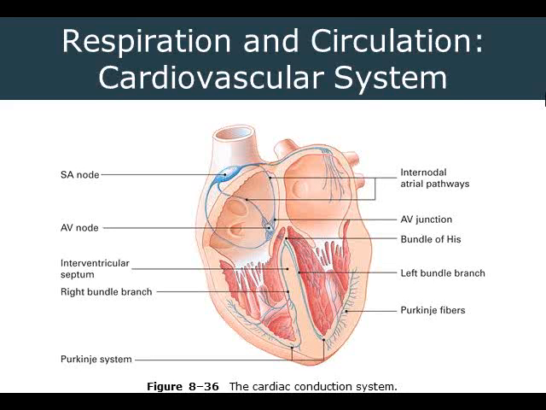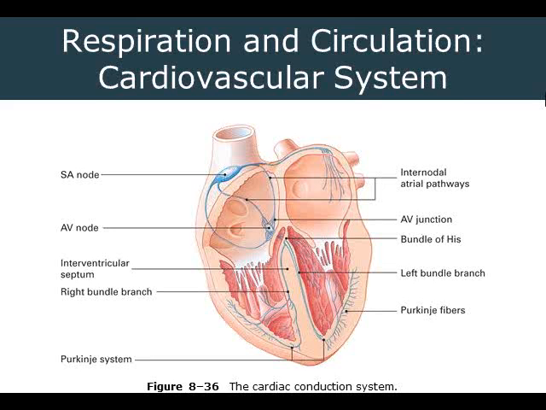But if the SA node doesn't discharge an impulse 60 to 100 times a minute, the bundle of His can pick up the pace, and it can discharge, and it has an intrinsic rate, or a normal electric rate, of 40 to 60 beats per minute, or 40 to 60 impulses per minute. So sometimes we'll have patients with very slow heart rates that we know comes from the junction. We call them junctional rhythms, and they're typically in that 40 to 60 beats per minute range.